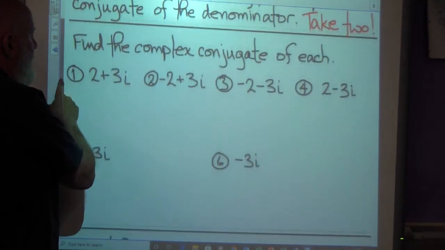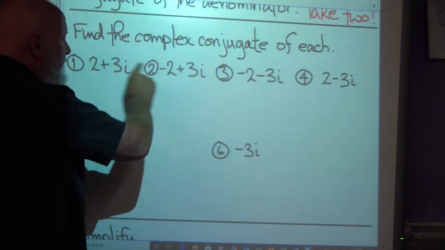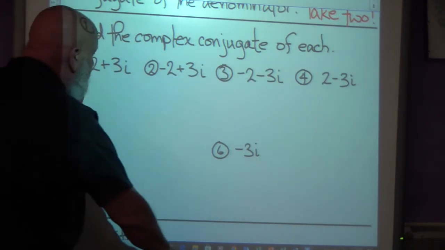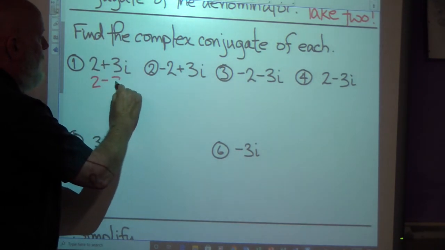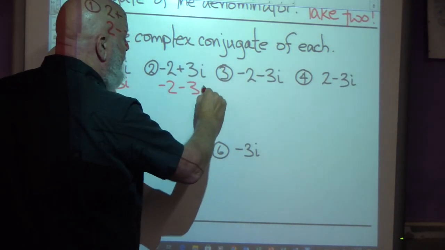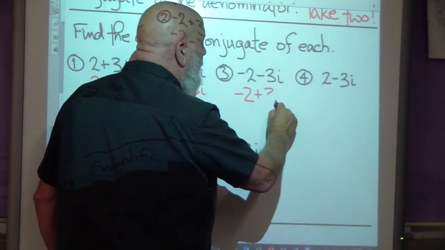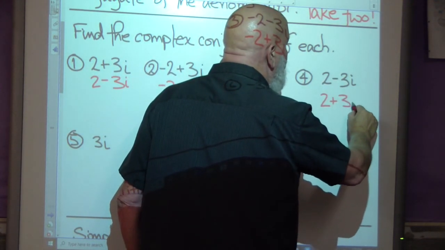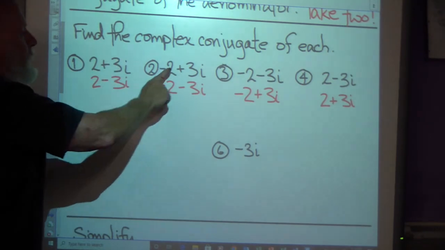Whenever we're given a binomial and we're asked to find the complex conjugate of that binomial, it's the complex number, real plus imaginary in each case. To find the complex conjugate, you just change the sign in between the two terms. So this is 2 minus 3i, negative 2 minus 3i. Notice I've just changed the sign in between. Change this sign to plus 3i. Change this sign to plus. You just change the sign in between the two terms. That gives you the complex conjugate of your complex number.